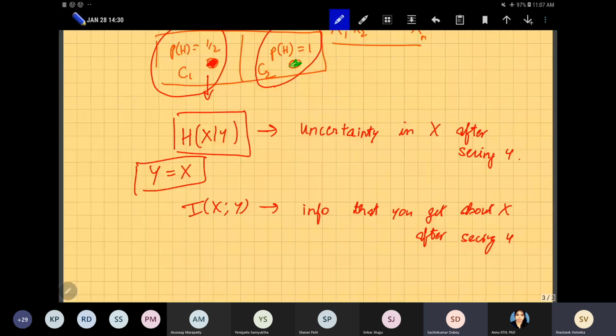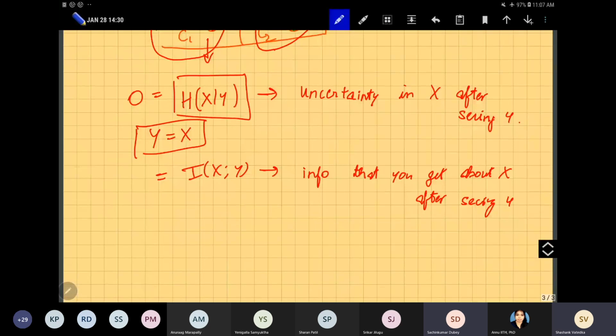Zero, sir. Correct. So this is equal to 0, right? So there is no uncertainty left over in x having seen y because y is equal to x. Correct. But what is the mutual information equal to? Sir, as per formula, it should be the entropy of X, but I didn't understand how.